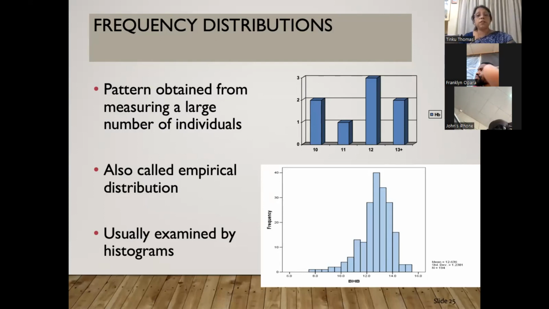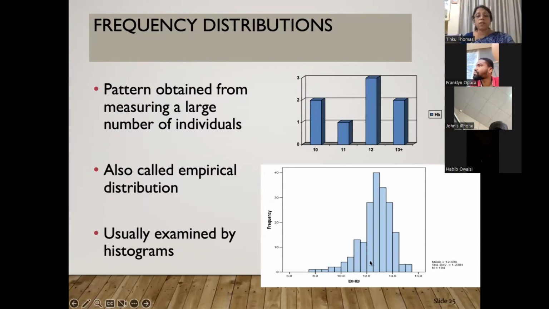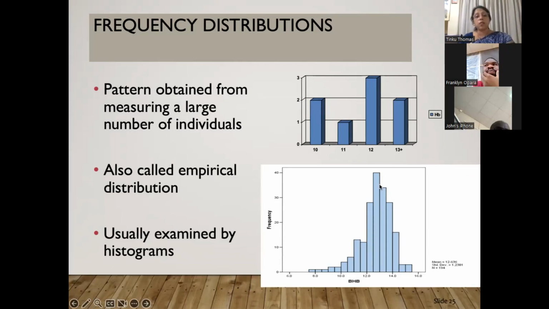This is a frequency distribution. That means you're presenting the data that you have as the number of observations. For example, here in the bottom histogram, you have 194 observations of hemoglobin, and you can see that you're plotting them in a histogram. This is a frequency distribution. What you have on the y-axis is the number of people who have reported a certain value of hemoglobin. So that is a histogram.